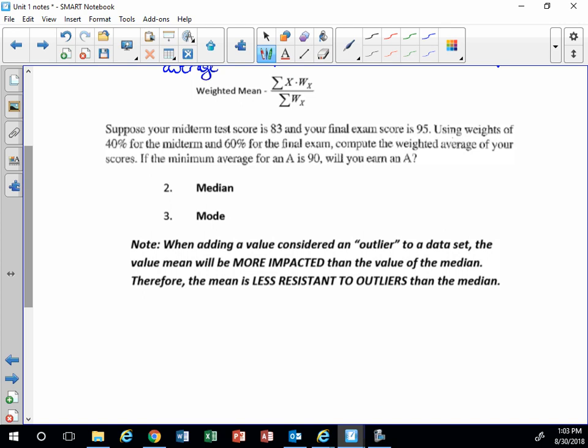So take a second here. You can use your calculator to do this, okay? This looks a little more confusing. This is just saying the summation of each weight times the score. So you're adding all of those together and then dividing by the total of the weights, which is usually going to be 1.